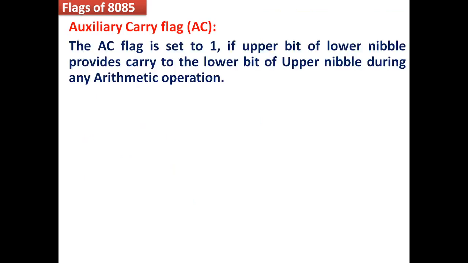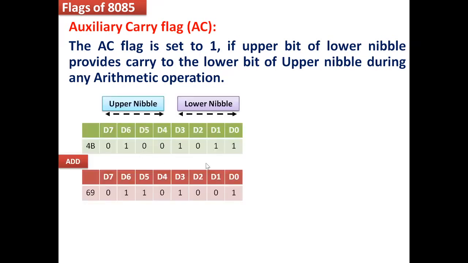Now let's talk about the auxiliary carry flag. Auxiliary carry is set to 1 if a carry is transferred from the most significant bit of the lower nibble to the least significant bit of the upper nibble. How can it be explained? Let us try and understand.